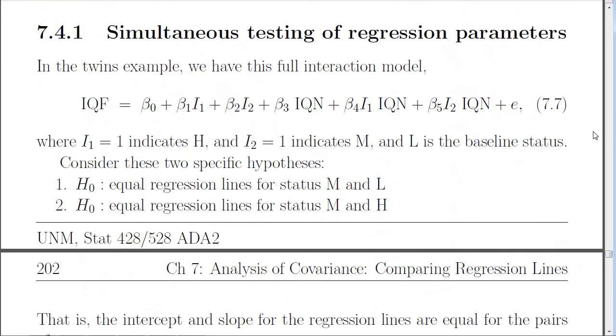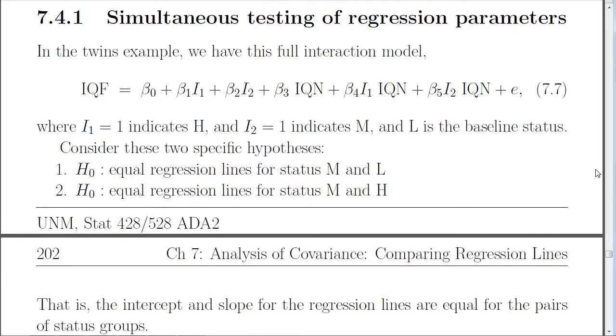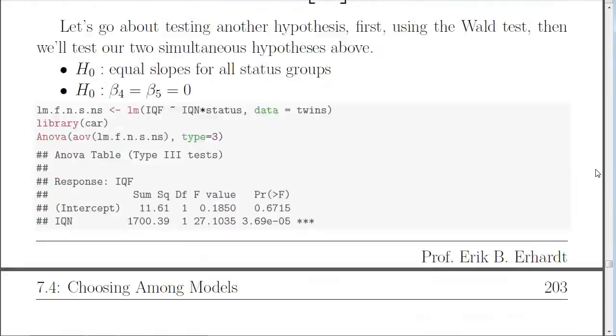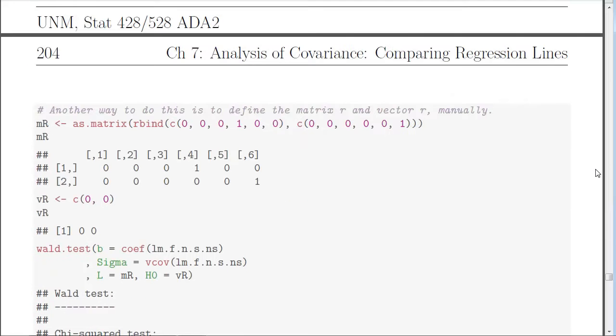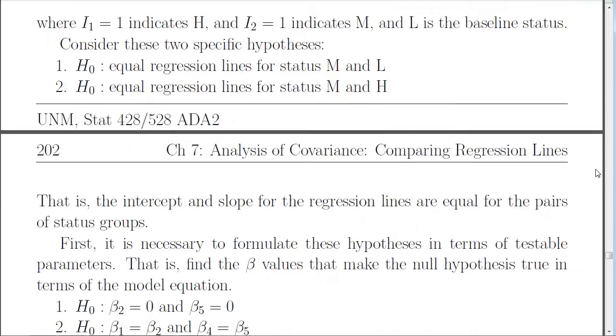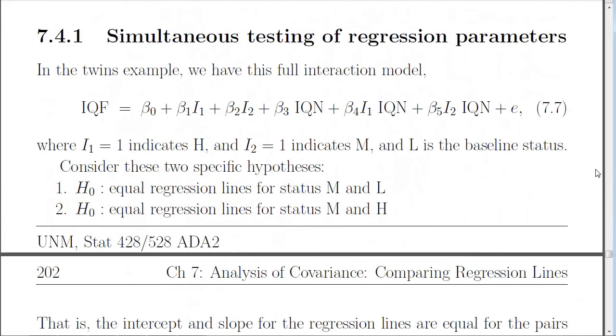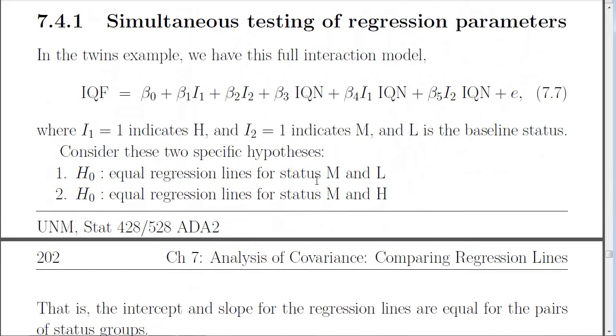All right, simultaneous testing of regression parameters. So here are two examples. I think I build this to the one I just gave. All right, let me page up. Start simple. Stop jumping around. All right, so let's first test equal regression lines for the medium versus the low group.